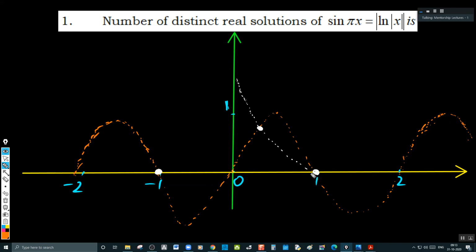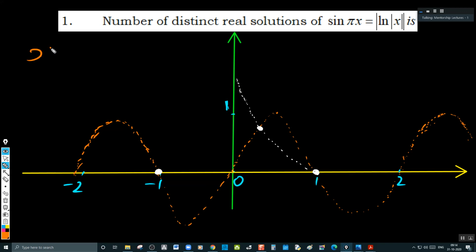Touch will definitely not happen. Below this curve or above this curve, how to decide? Whatever the range of |ln|x|| is, if it is below 1, and the values of x are between 2 and 3, because we are talking about the curve above, then definitely it will intersect. Please listen to me carefully. This is the conclusive point.